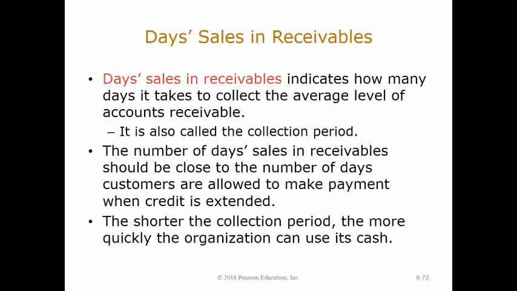The days sales in receivables is the ratio of average net accounts receivable to 1 day's sales. The ratio tells how many days it takes to collect the average level of accounts receivable. The length of the collection period depends on the credit terms of the sale. For example, sales on net 30 terms should be collected within approximately 30 days. When there is a discount, such as 2/10 net 30, the collection period may be shorter than 30 days. Credit terms of net 45 result in a longer collection period than 30 days.